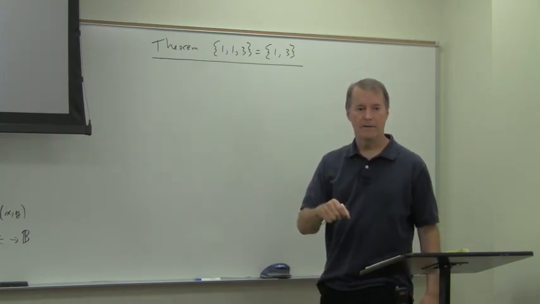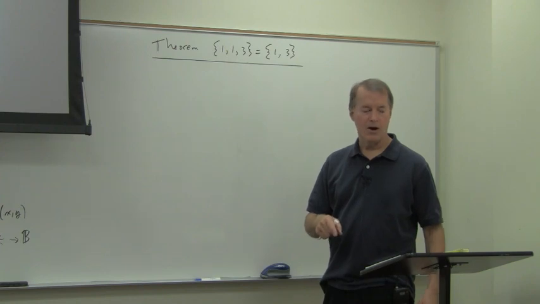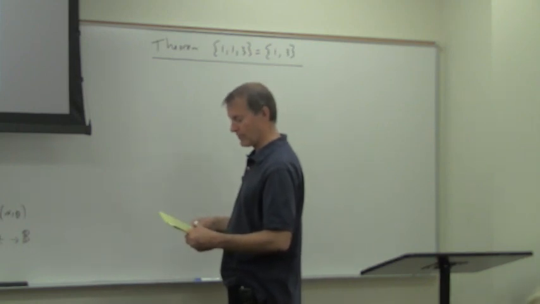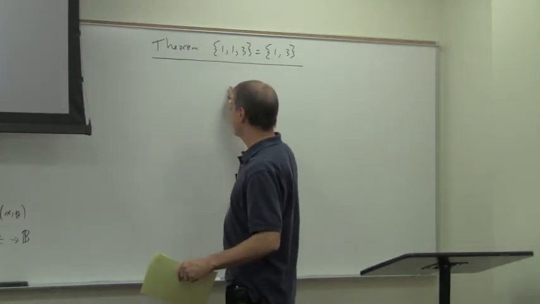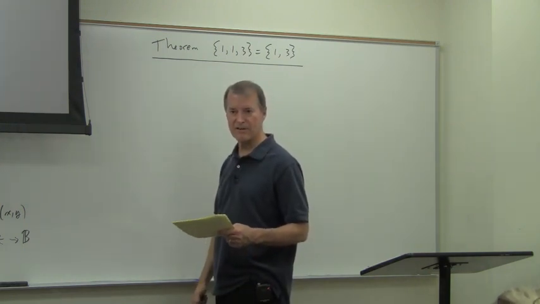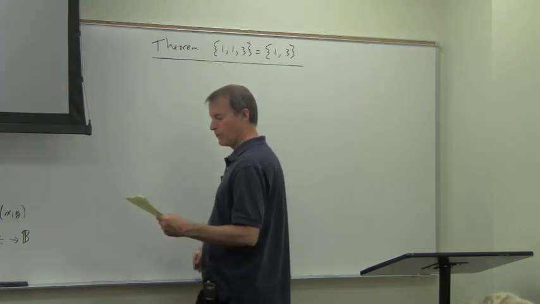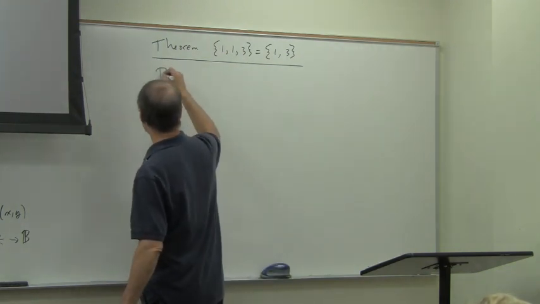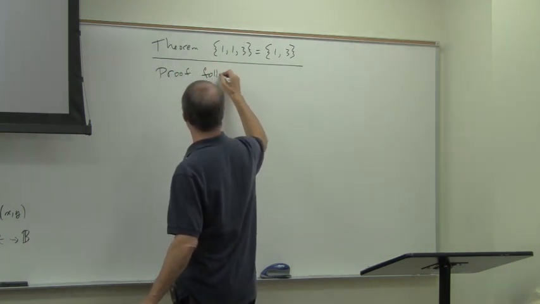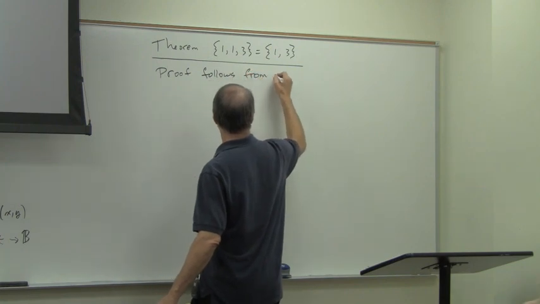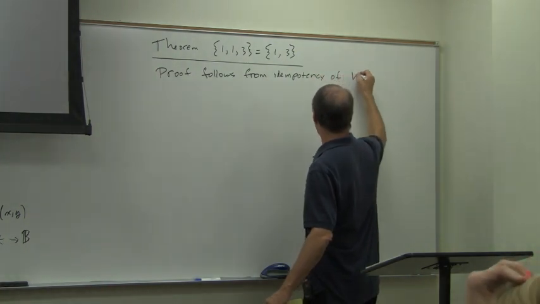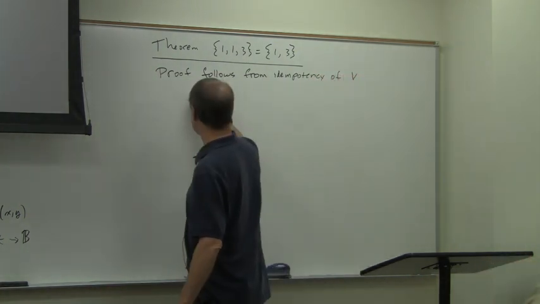B comma b equals b. That's 11.3, you already did that. So what does that follow from? Isn't that P or P is P? And what property is that? Idempotency. So the proof follows from the idempotency property of OR, which is P or P equals P.